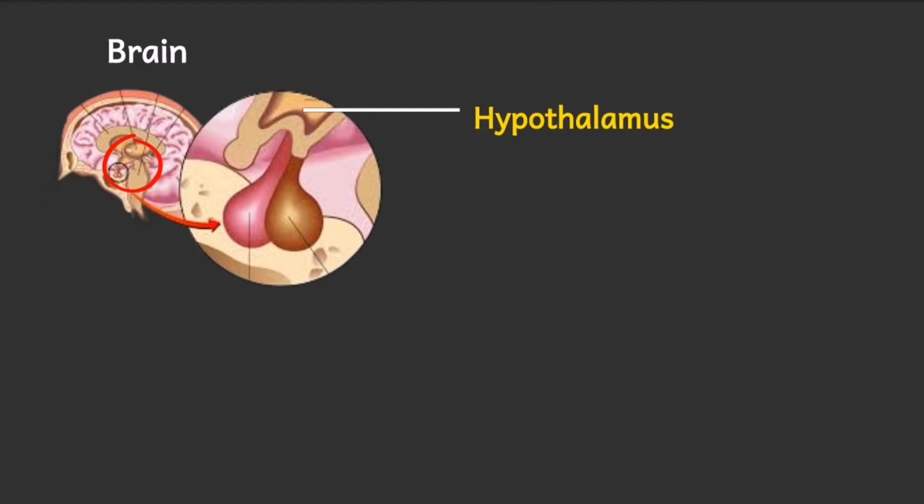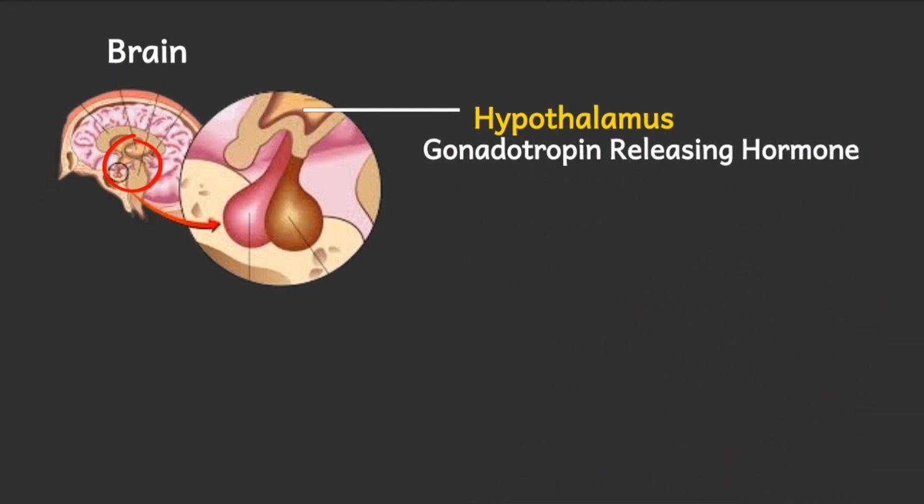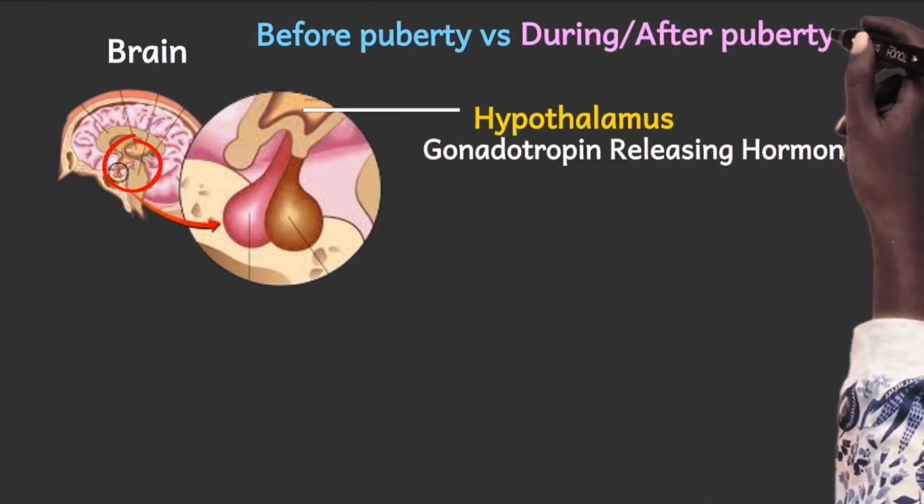The hypothalamus releases a hormone called gonadotropin releasing hormone. Now, the good thing is that the functions of these hormones are in their names. For example, gonadotropin releasing hormone means that this particular hormone is going to instruct another structure to release another group of hormones called gonadotropins, right? Now, what I want us to note here is the difference between how the hypothalamus releases this hormone before puberty, number one, and then number two, during and after puberty.